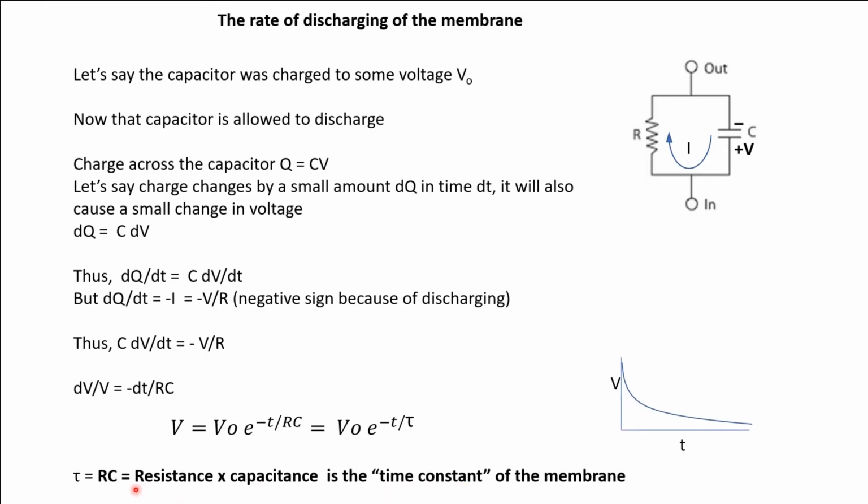One very interesting feature of this time constant is that it does not depend on the area of the membrane. If you have a larger membrane, your capacitance would be larger in proportion to the area, and the resistance would be smaller in proportion to the area. So the resistance times capacitance, this product still remains the same, whether you have a larger membrane or a smaller membrane. It is dependent only on the properties of the membrane, what is the density of ion channels, what is the thickness of the membrane, but it does not depend on the surface area of the membrane.